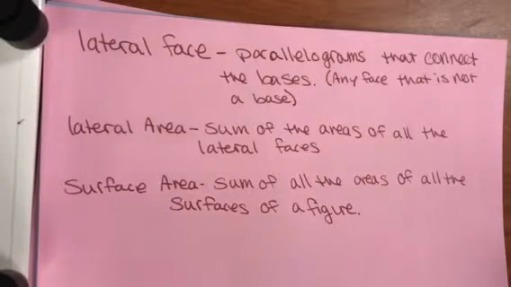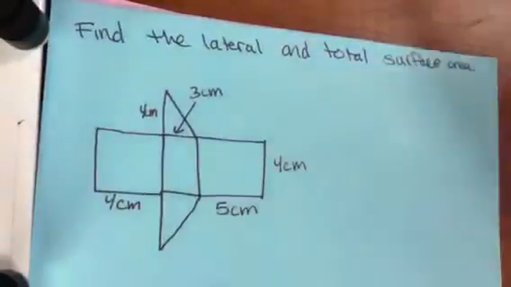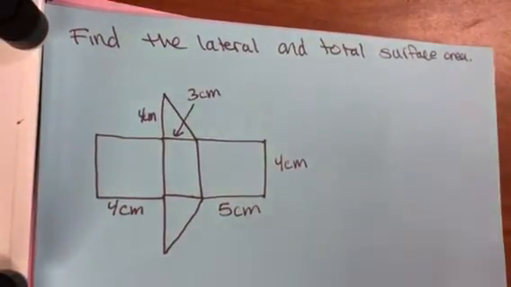Write these down, and you'll understand a lot better once we start going through the algorithm. Well, we don't really use the algorithm in this, it's a process. Almost everything we do in math is an algorithm. So let's find the lateral and the total surface area.